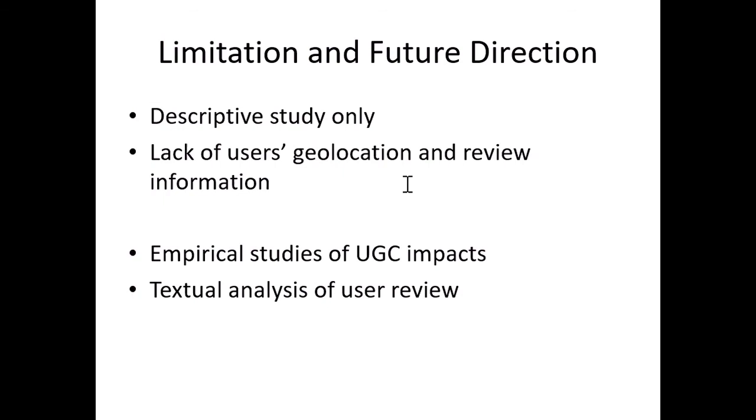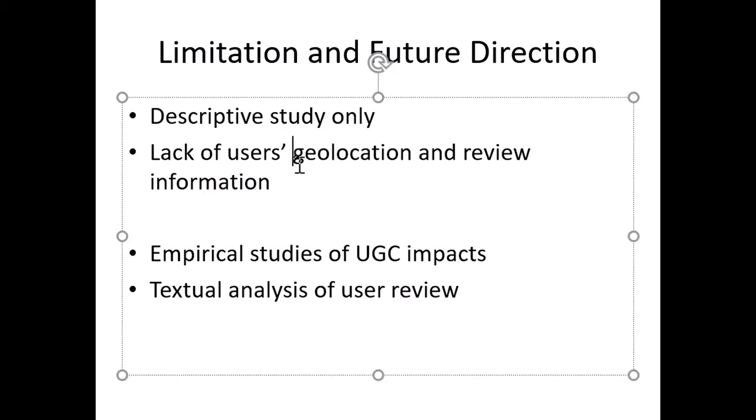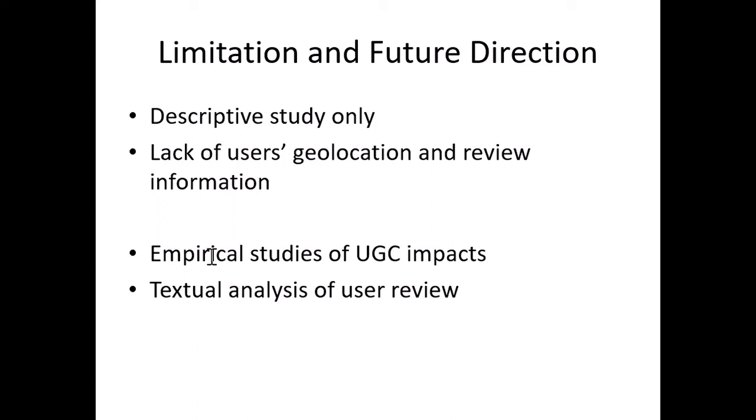So here are some limitations of the study. First, it's only a descriptive study, lacking explanatory factors or methods. So this is only exploratory research for now. And it also lacks the users' geolocation and review information in my analysis because of the scope of this study. I think further studies would be useful, such as empirical studies to evaluate the actual impacts of UGC, especially the distortion in it, and also utilizing textual analysis of user reviews to provide a more accurate description of Yelp's network.